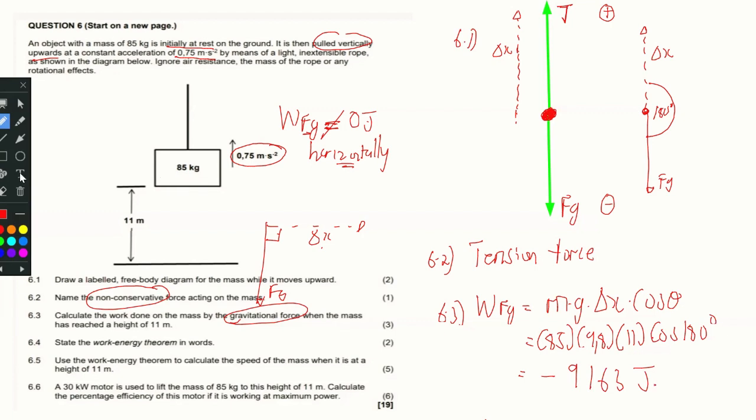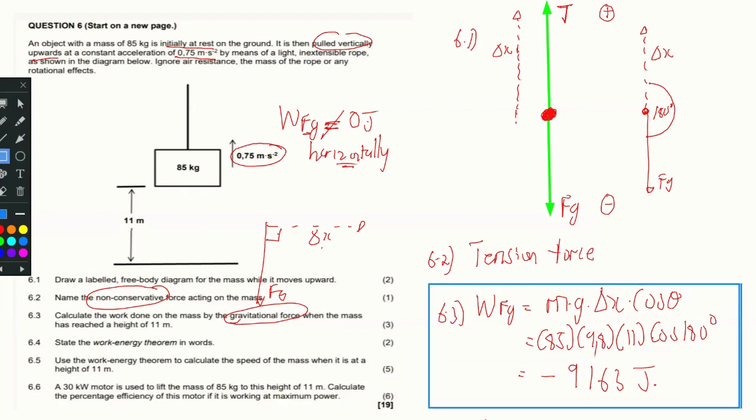So very crucial to note that one, right? So it's a revelation that I am giving you to say that do not memorize the fact that work done by Fg is always 0 joules, right? So in a vertical moving object, that is not the case.